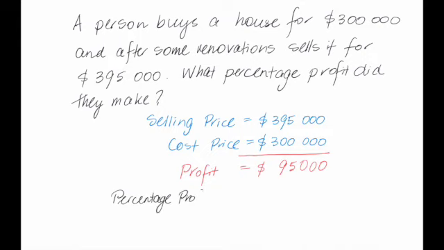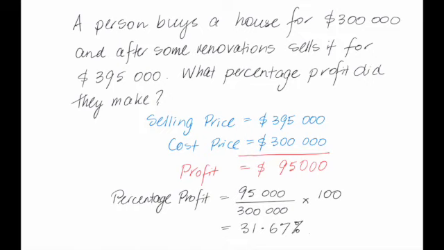To calculate the percentage profit, now what we do is divide 95,000 by the cost price, which was 300,000, and multiply that fraction by 100. So when we do that, we get a percentage profit of 31.67%. In other words, our profit is 31.67% of what we purchased the house for.